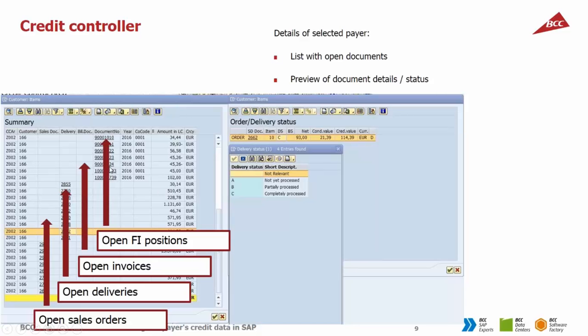This list, apart from the fact that it shows the document numbers and values that they contain, acts in an interactive way. So if we click the document number, now we proceed to the details of this document here, and from the list level we can also preview the status of the document. So has it been processed? Is it partially processed, or is it completely processed?